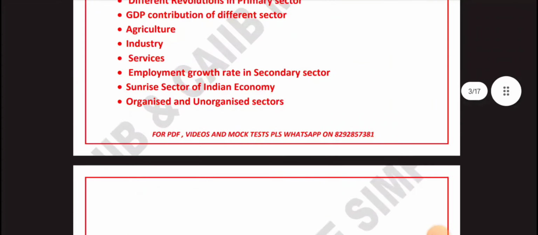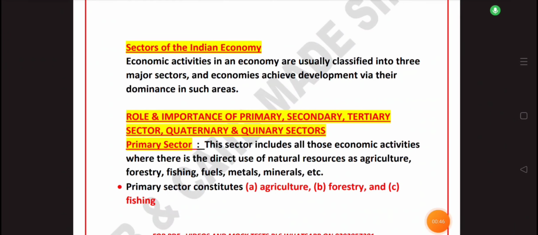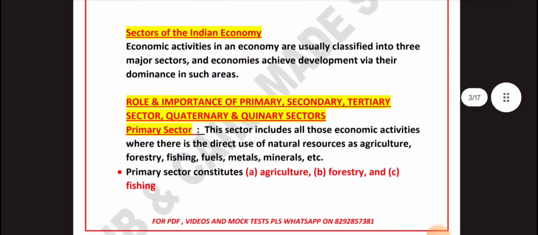So now let's begin. First of all, let's see what are the major sectors of Indian economy. The first thing is agriculture, right? Agriculture is a primary sector activity that involves the cultivation of crops, raising livestock and other farming practices. What does agriculture include? It includes activities like planting seeds, growing crops, taking care of animals and harvesting.